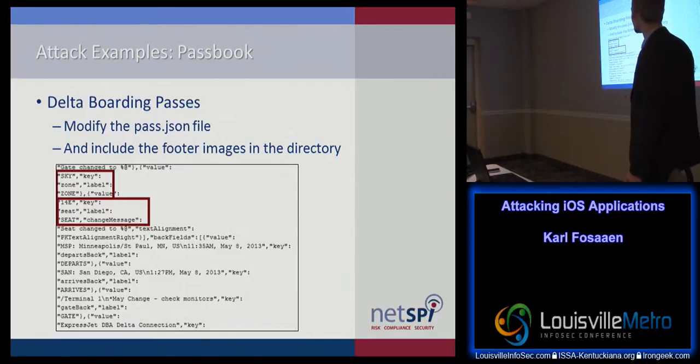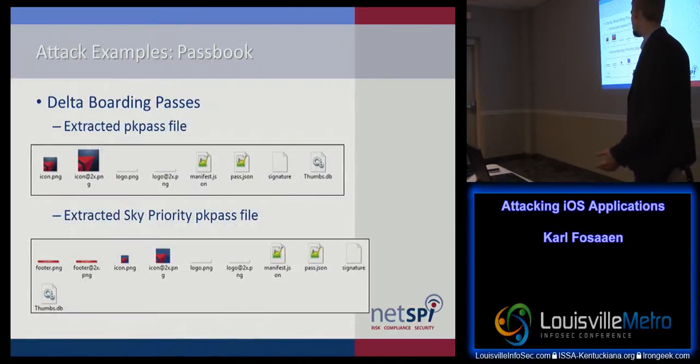Anyways, all you have to do is modify the pass.json file and the footer images. Add those to the directory. Luckily for me, I've got other people in the office who fly Delta who also have Sky priority, so I was able to intercept a coworker's Sky priority pass and extract all of that info. So that's where we get this example today.